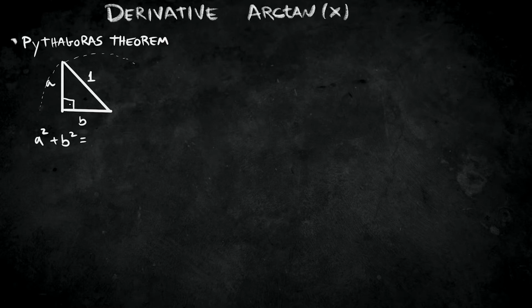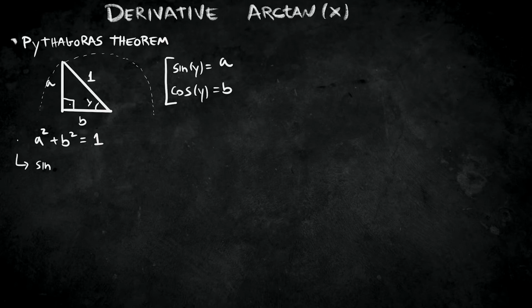What would be the cosine of y? Adjacent side over hypotenuse. Adjacent is b. Hypotenuse 1, so just b. Replace sine of y and cosine of y in your Pythagorean equation. We're gonna have sine squared of y plus cosine squared of y equals 1.